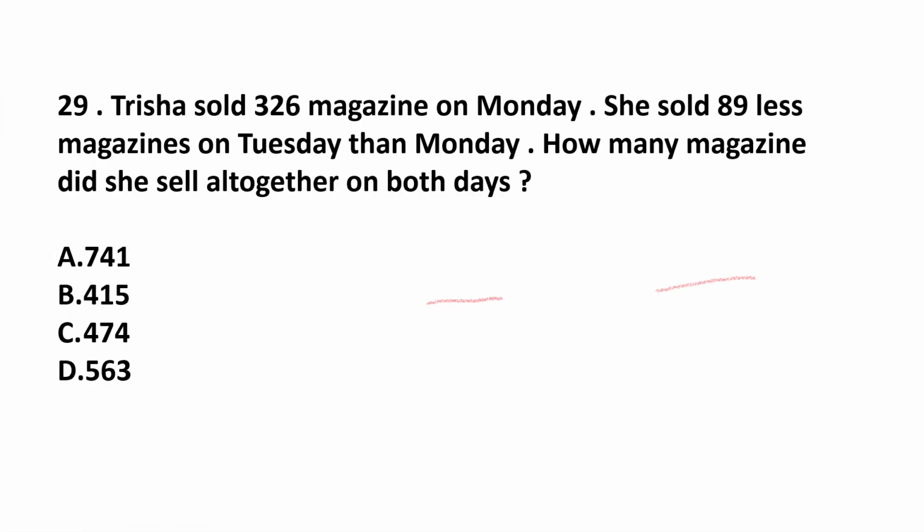Question number 29. Prisha sold 326 magazines on Monday. She sold 89 fewer magazines on Tuesday than Monday. How many magazines did she sell altogether on both days? Prisha sold 326 magazines on Monday and 89 fewer magazines on Tuesday. So first we find out how many magazines she sold on Tuesday. That is 326 minus 89. We borrow from here. This is 16. 16 minus 9 is 7. And here is 1. We will borrow here, 11. 11 minus 8 is 3.